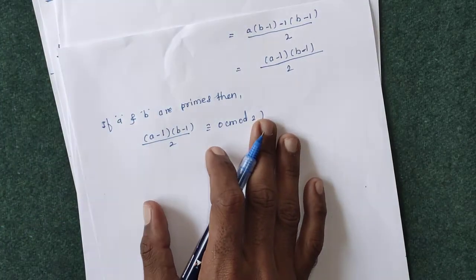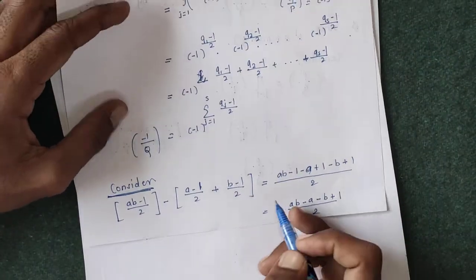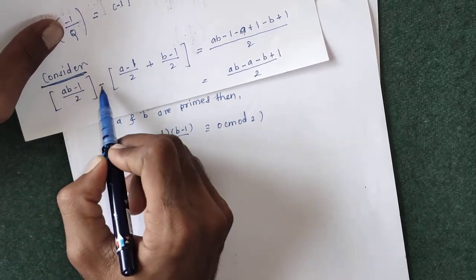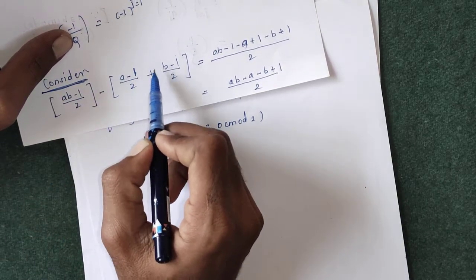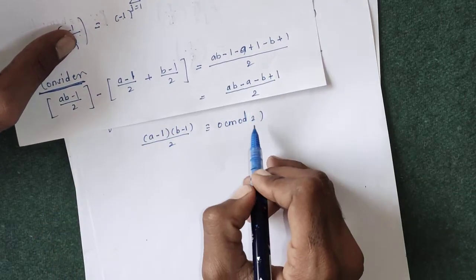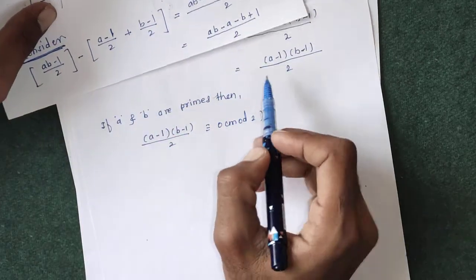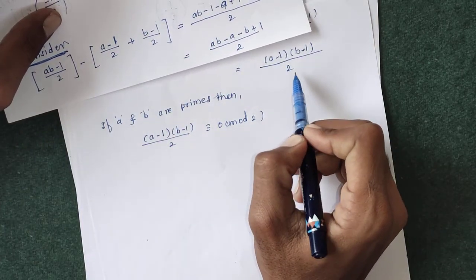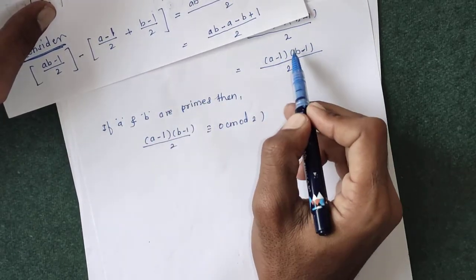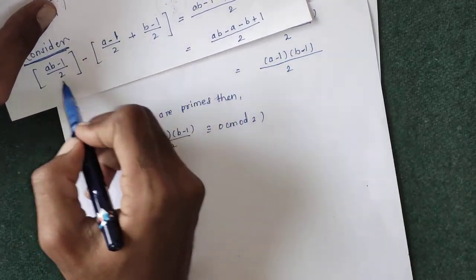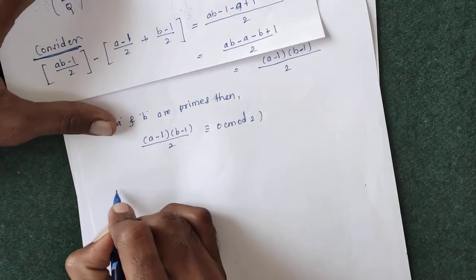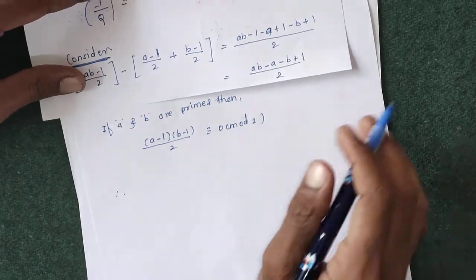So, from this result we can say that if we take this number, that is (ab-1)/2 minus [(a-1)/2 plus (b-1)/2], then this number is congruent to 0 under modulo 2. Since this number is equal to (a-1)(b-1)/2, these both numbers are equal, and if this number is congruent to 0 under modulo 2, then clearly this number is again congruent to 0 under modulo 2. Therefore, we can write, is it visible to you?